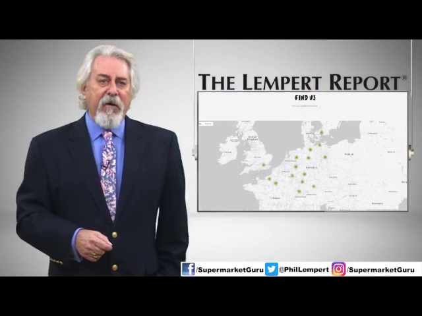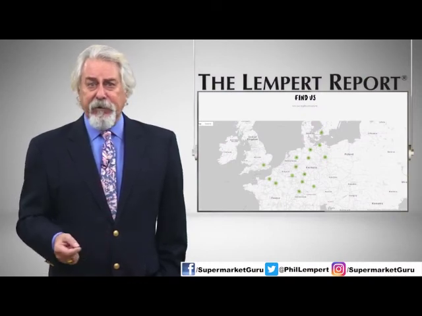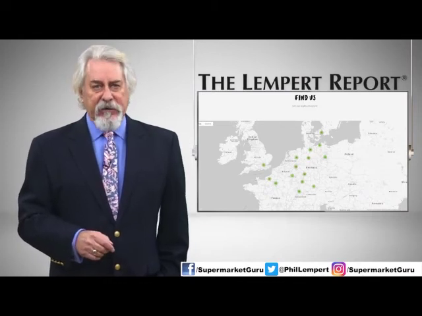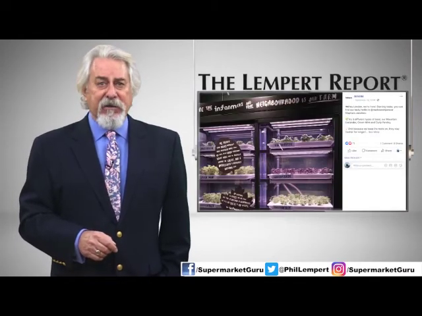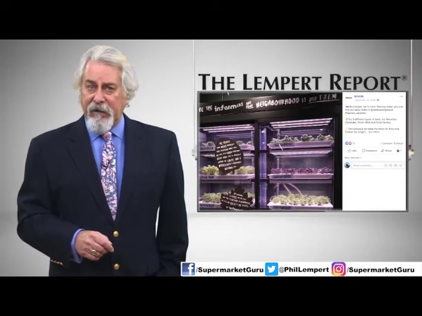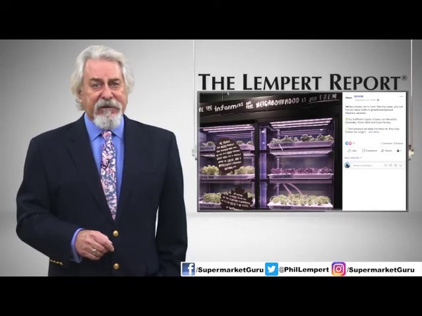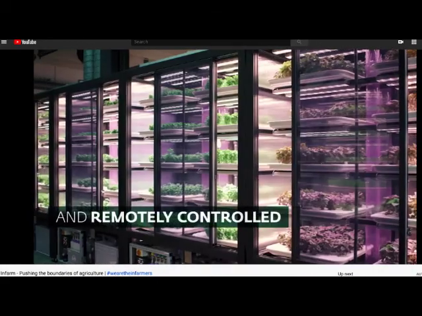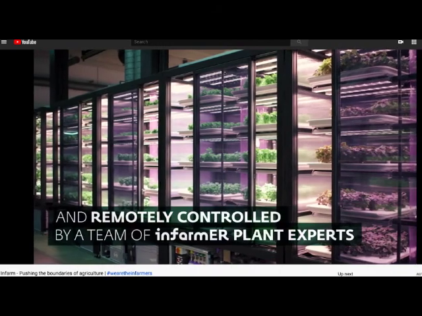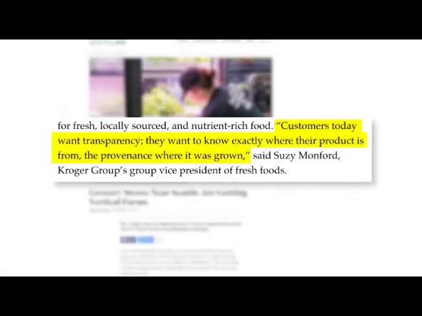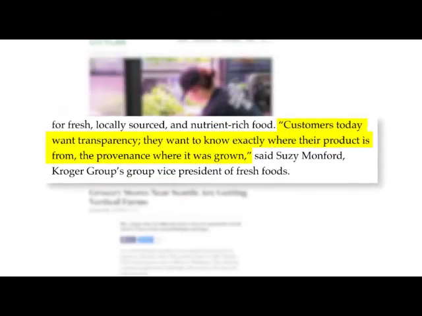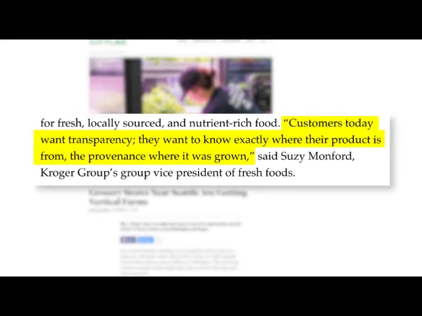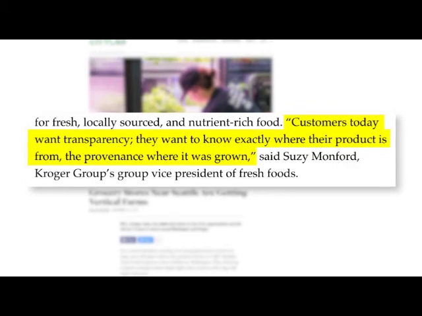Infarm has more than 500 such installations in stores and distribution centers in other parts of the world, but this is the first installation in U.S. grocery stores. The growing process at the 2 pilot stores involves LEDs and an irrigation system with recycled water. Infarm uses a cloud-based technology system to remotely control the temperature and lighting for each of its farms. Customers today want transparency. They want to know exactly where their product is from, the province where it was grown, according to Susie Montfort, Kroger's Group Vice President of Fresh Foods.